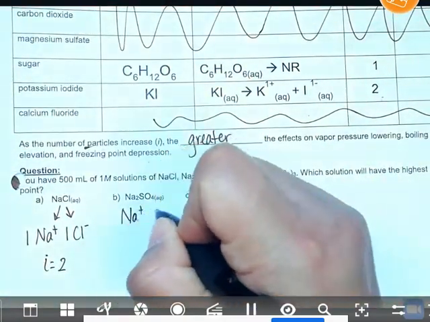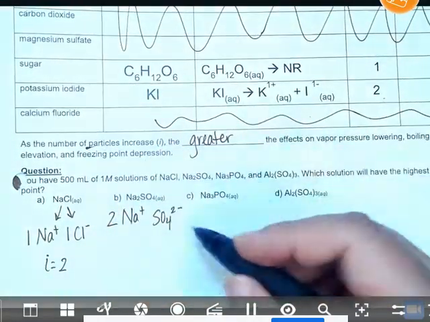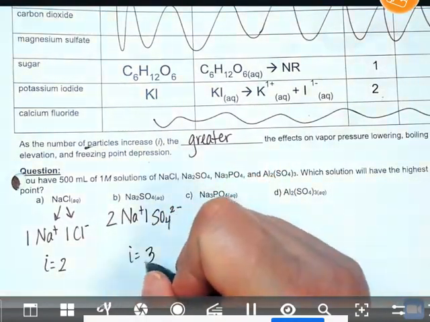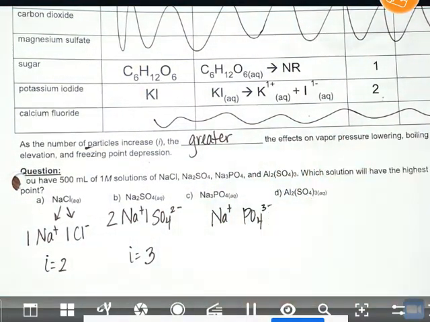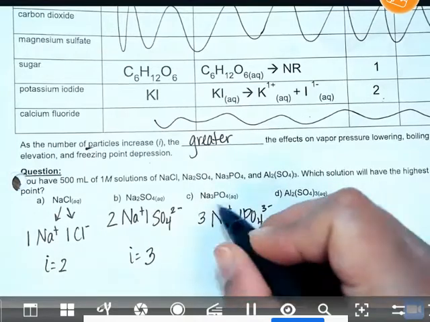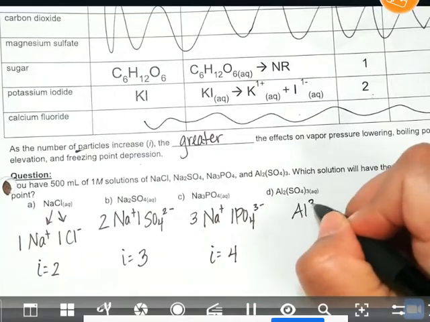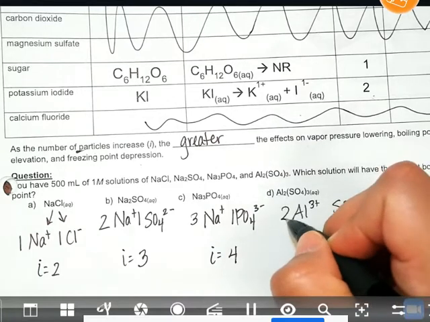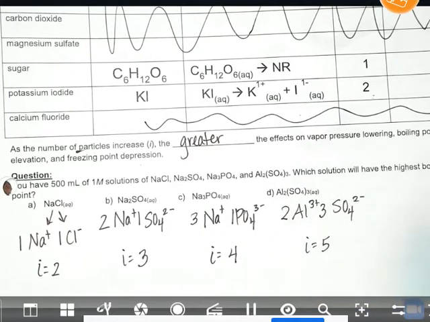Here, this is Na plus with sulfate. But there are 2 Na positives to cancel the sulfate. So i equals 2 plus 1 is 3. Na once again is a positive. Phosphate is PO4 3 minus. I need 3 sodiums to cancel. So i equals 3 plus 1, which is 4. And this one here, Al is 3 plus, sulfate, SO4 2 minus. There are 2 aluminum ions, 3 sulfate ions. 2 plus 3, i equals 5.